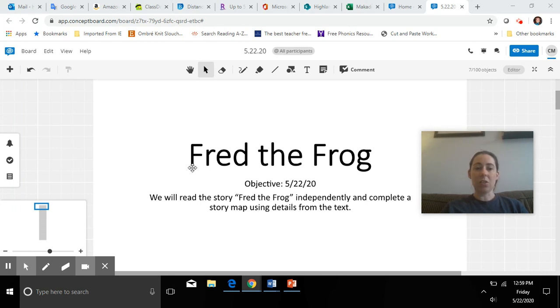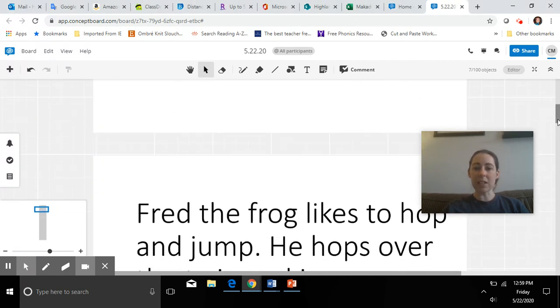It's called Fred the Frog. Fred the Frog. Okay, Fred is his name. And our objective today on May 22nd, 2020 is we will read the story Fred the Frog independently and complete a story map using details from the text. Okay, so let's get started.